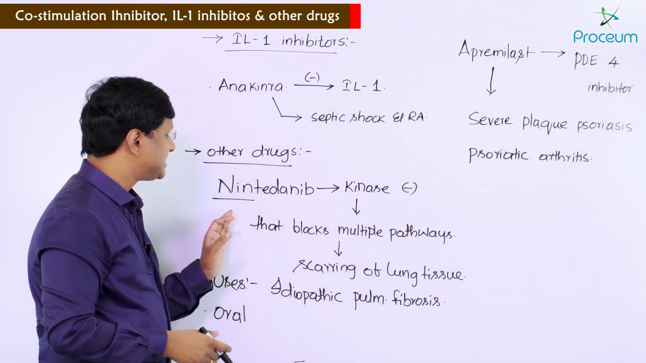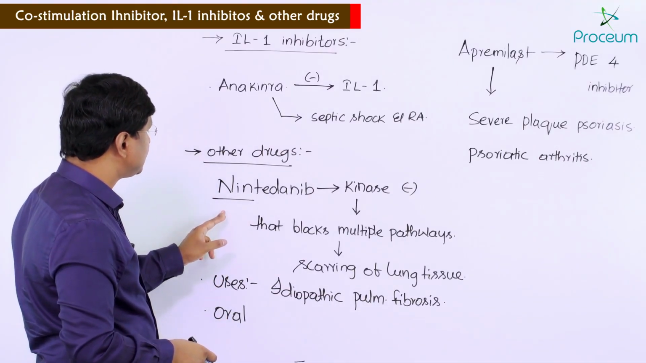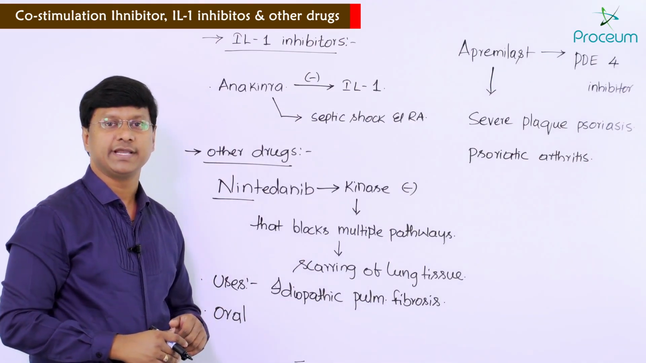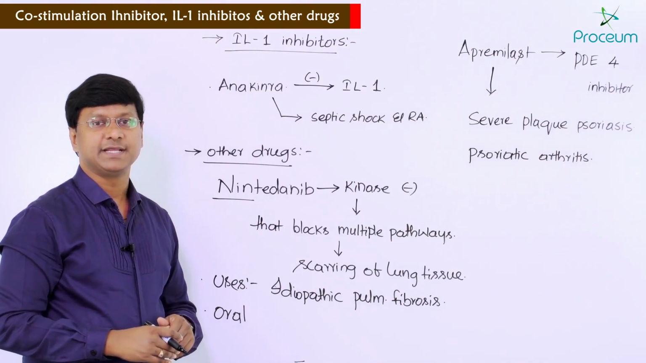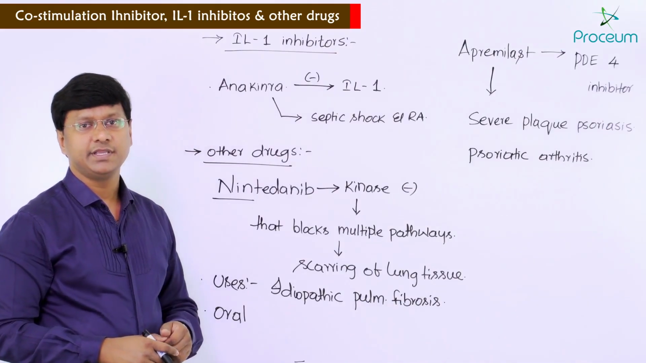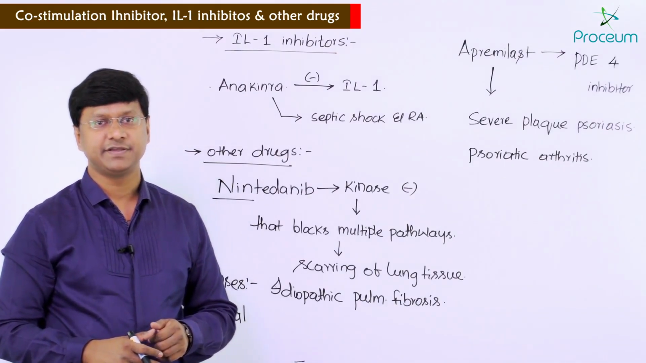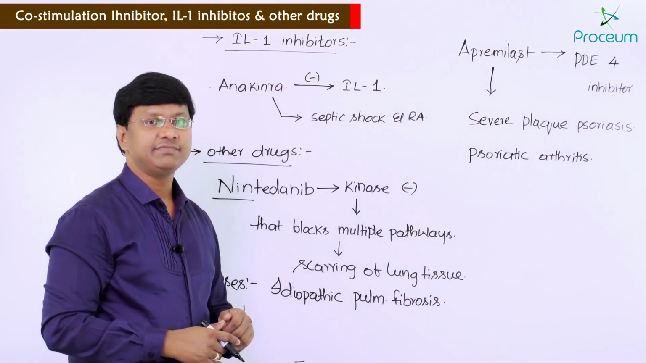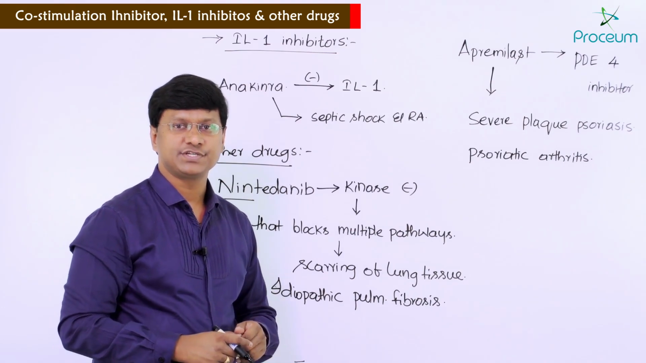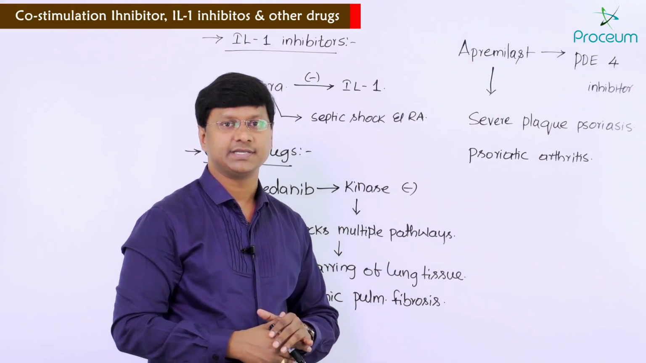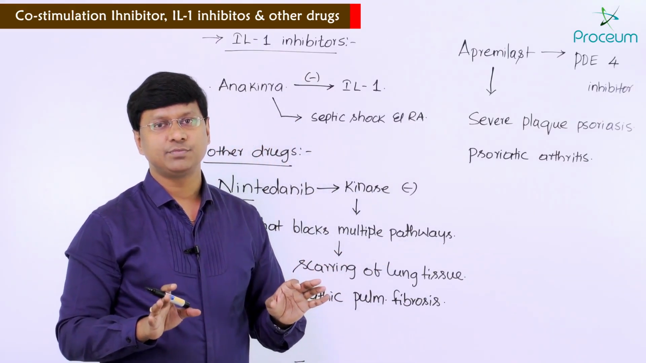Next, if you take these other drugs, we have two important drugs, Nintedanib as well as Apremilast. Nintedanib is a small molecule kinase inhibitor that blocks the multiple pathways involved in the scarring of the lung tissue. Because of this property, it is used in treatment of idiopathic pulmonary fibrosis, and it is approved for oral treatment. And we have the drug called Apremilast. It is a phosphodiesterase 4 inhibitor indicated for severe plaque psoriasis as well as psoriatic arthritis. So these are your immunomodulatory drugs which are acting as the immunosuppressive drugs.